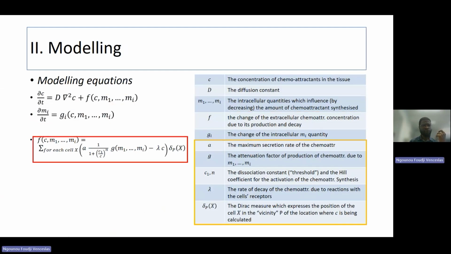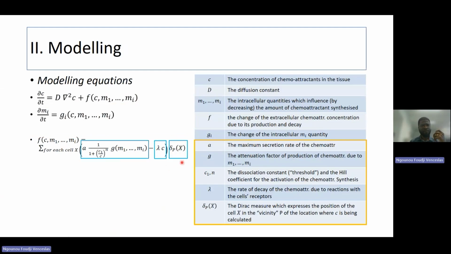So, coming back to this function F, it is represented here with this gamma. This delta P X accounts for the fact that we are calculating this production at a neighborhood P of a given cell X. And yes, we are summing up all these productions and decay with the lambda rate over all the cells in the tissue. Sorry.